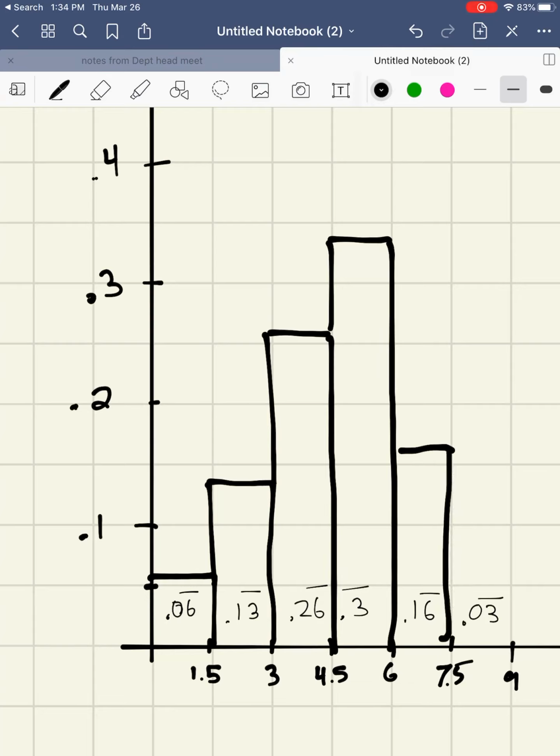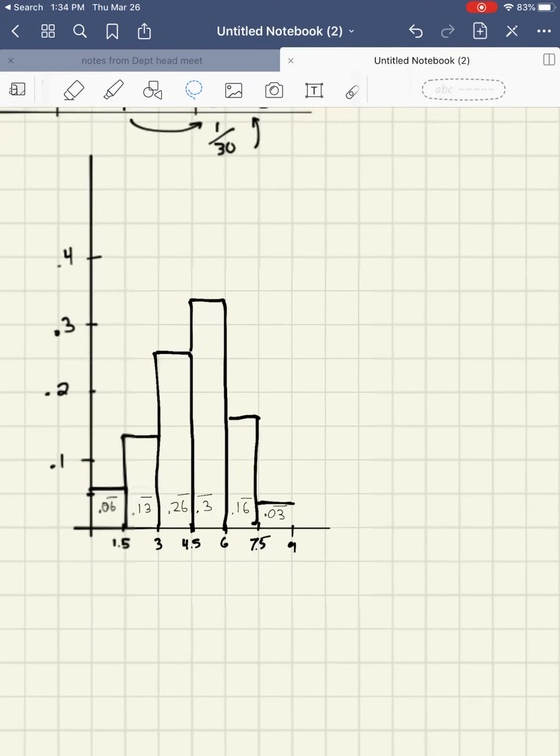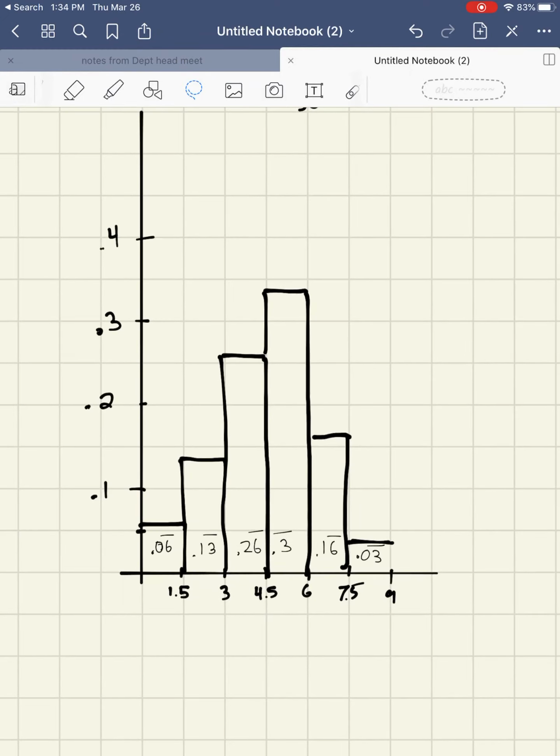I'm actually going to have to move that because it's going to be right where it was. If this is 0.05, then this is probably about 0.3 repeating. And again, it's not perfect. So as I finish that up, that is what my relative frequency histogram should look like.